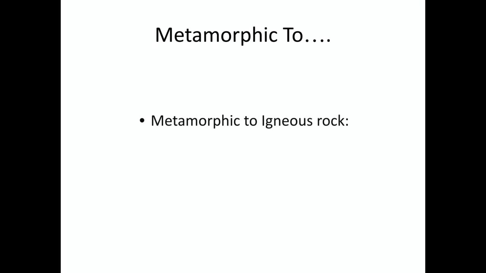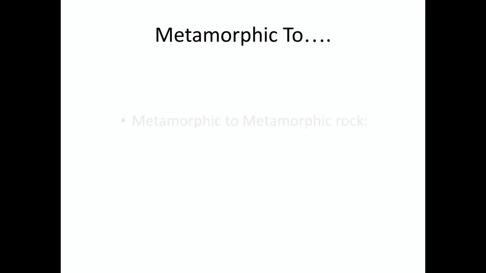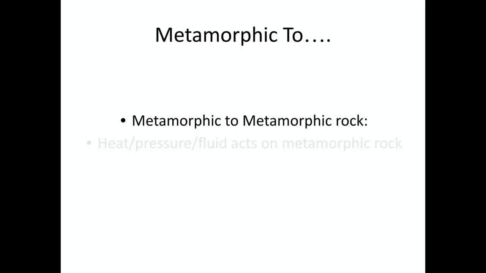Metamorphic rock to make igneous, well, the only way to make igneous rock is out of liquid rock, so metamorphic rock has to melt. Then, once it is melted, it can solidify, and that's going to give us igneous rock out of metamorphic rock. And then finally, metamorphic rock to new and different metamorphic rock.